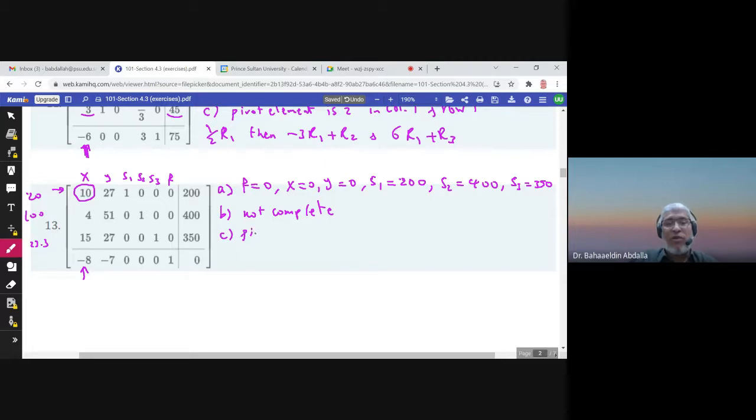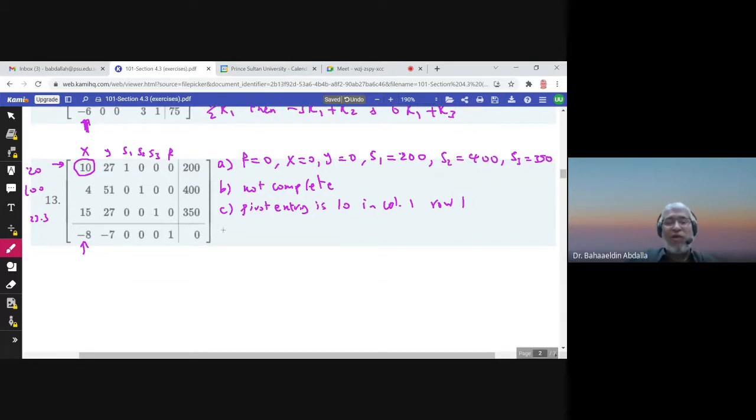So the pivot entry is 10 in column 1 and row 1. And what are the operations? We divide row 1 by 10. Then when it becomes 1, we use it to make the 4 zero, negative 4R1 plus R2, and make the 15 zero, and make the negative 8 zero.